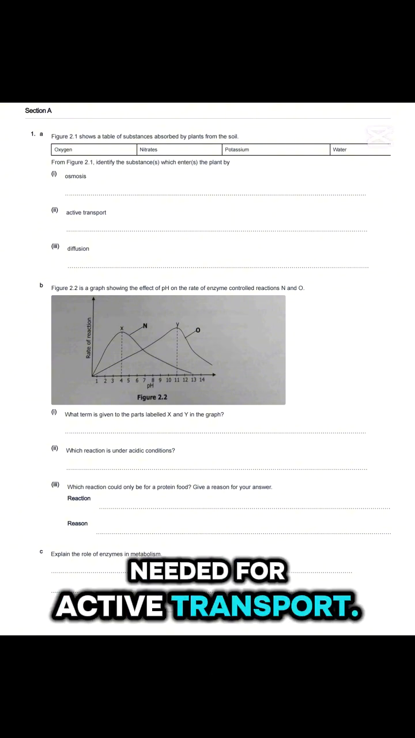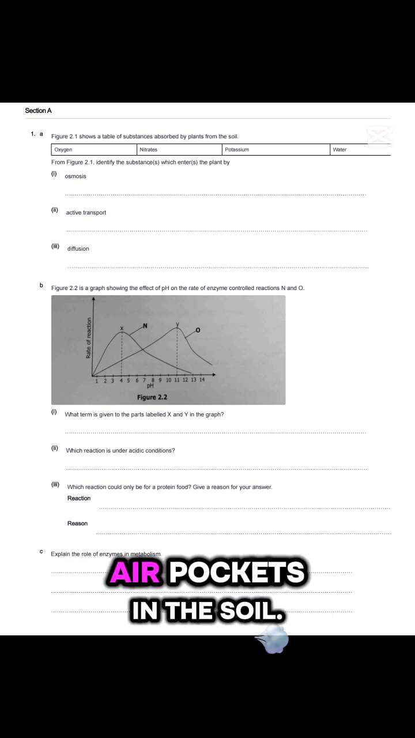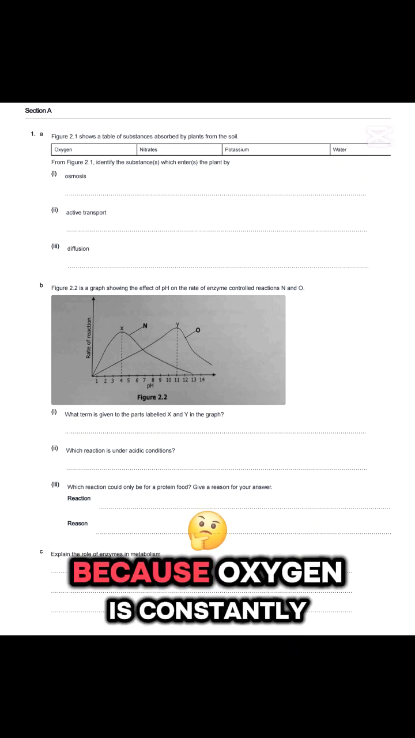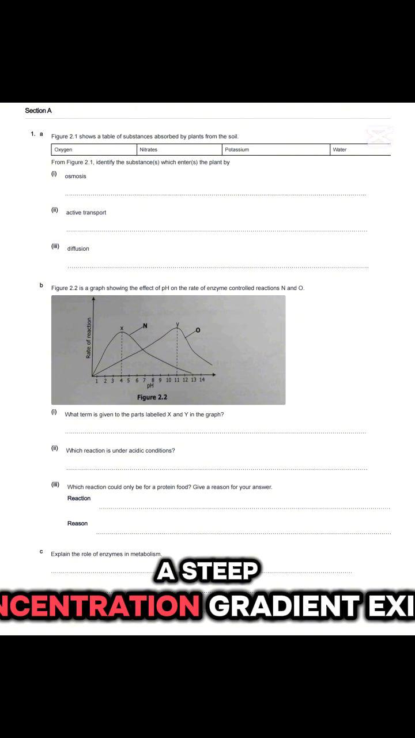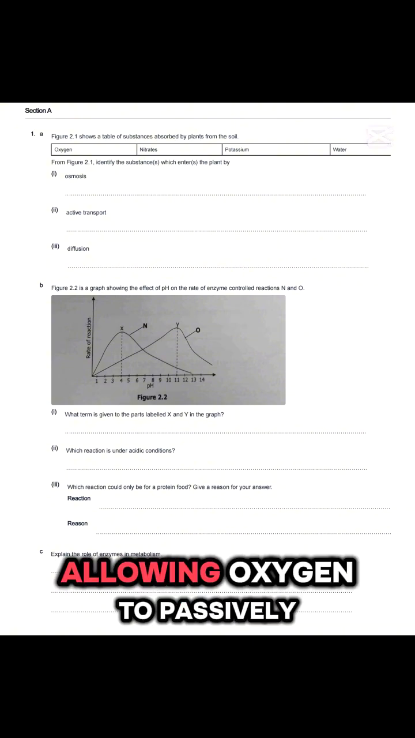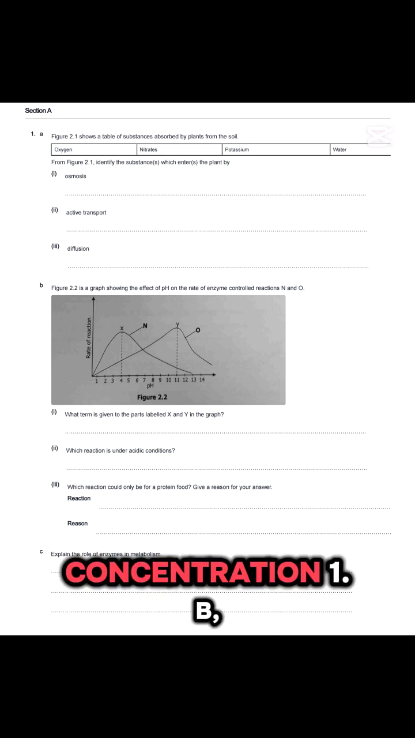Diffusion, oxygen. Root hair cells are living cells that undergo aerobic respiration to generate the energy needed for active transport. They obtain the required dissolved oxygen directly from air pockets in the soil. Because oxygen is constantly being consumed inside the root cells, a steep concentration gradient exists, allowing oxygen to passively diffuse into the roots from high to low concentration.